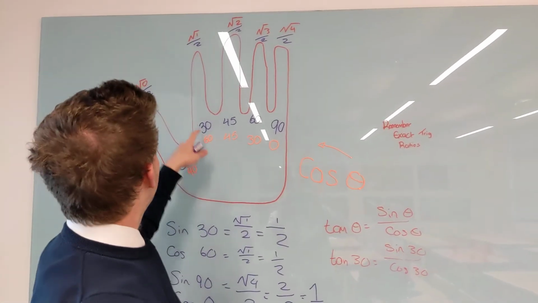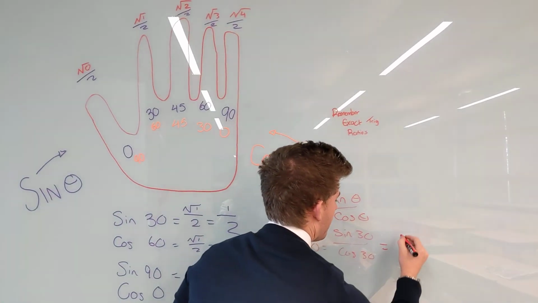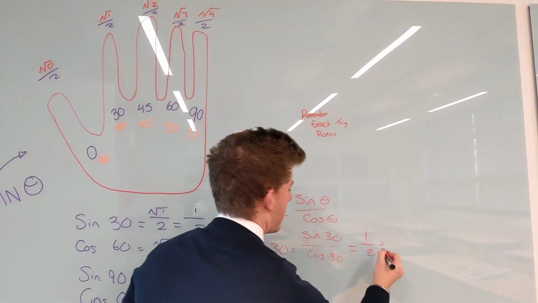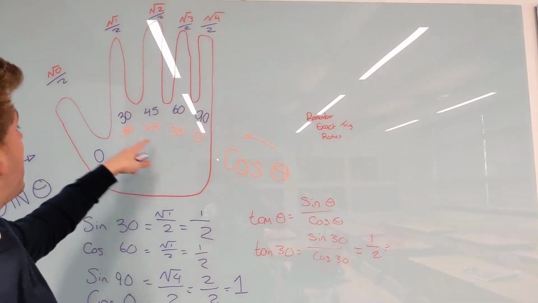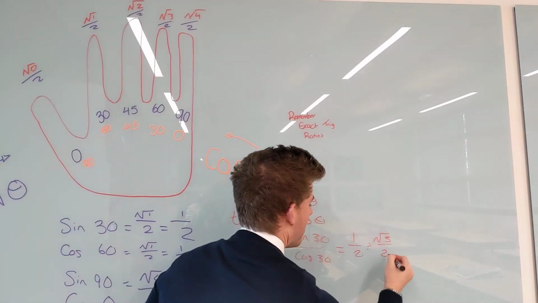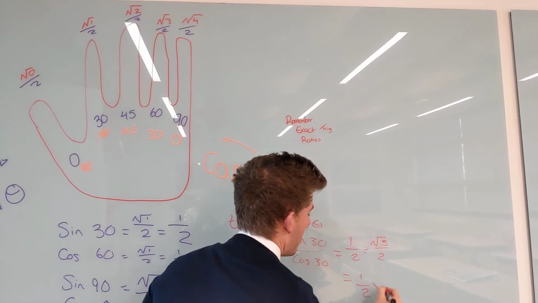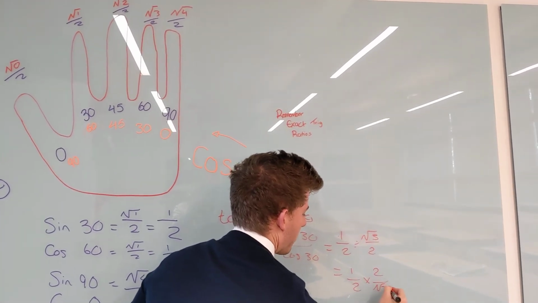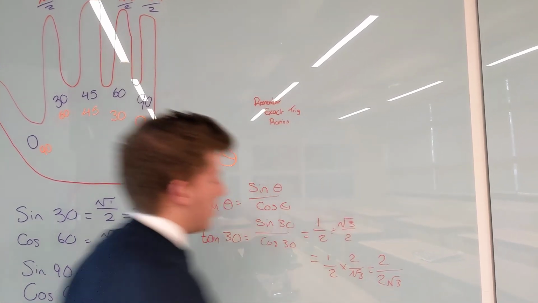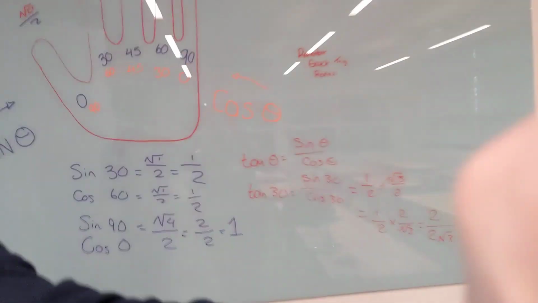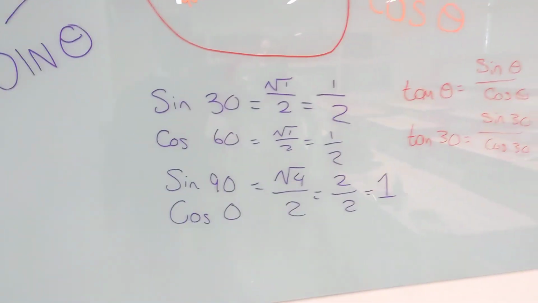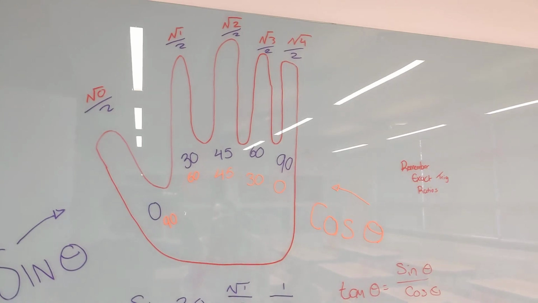And that's going to be, where are we at? Sine 30 is square root of 1 over 2, which is a half, divided by cos 30, square root of 3 over 2, and we can do half multiplied by 2 over the square root of 3, and that gives us 2 over 2 square root of 3. And that there is a nice little handy way of remembering all your trig ratios.